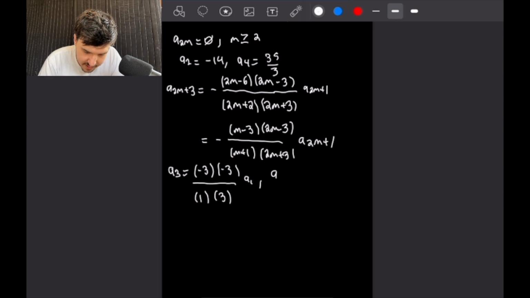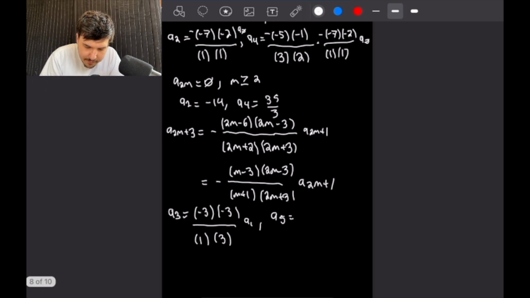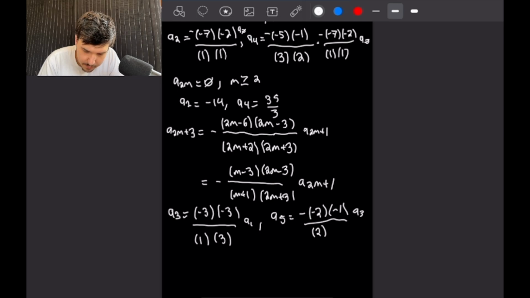Next, let's calculate our a sub 5 here. Our a sub 5 is going to be when m is equal to 1, so that will give us a negative out front for our numerator. Then when m is equal to 1, we will have 1 minus 3, which is a negative 2. For our second term in our numerator, we will have 2 minus 3, which is simply equal to negative 1. And that will all be times a sub 3. Then in our denominator, we will have 1 plus 1, which is 2, and then 2 times 1 plus 3, which is a 5 for our denominator there.